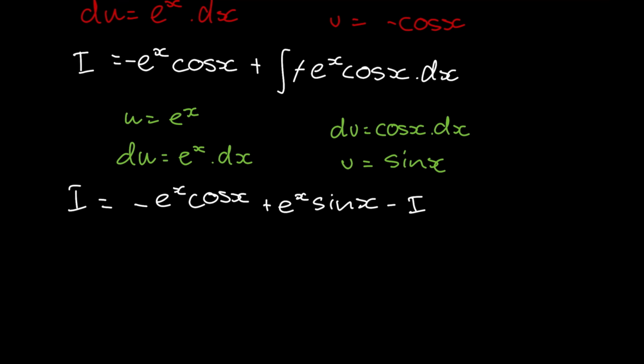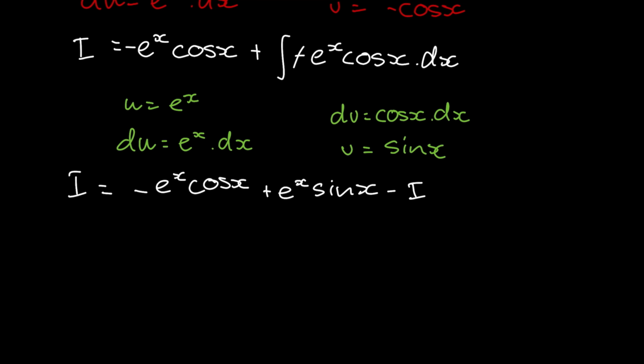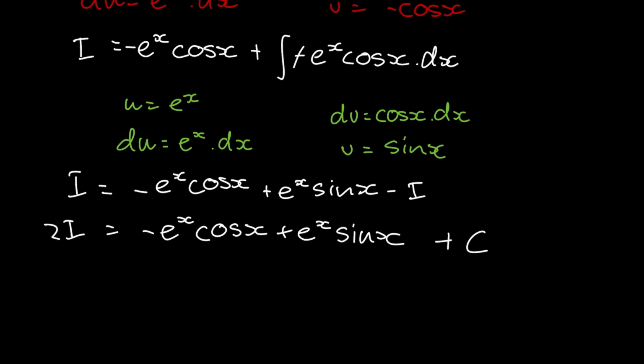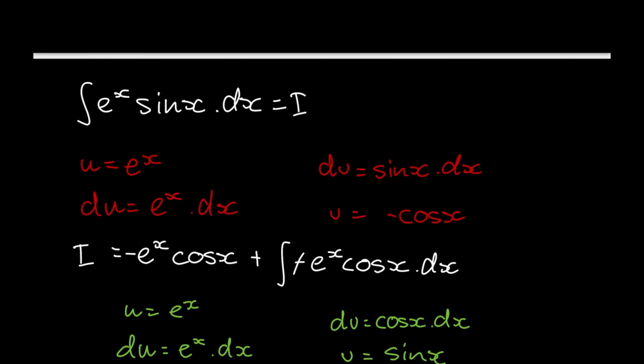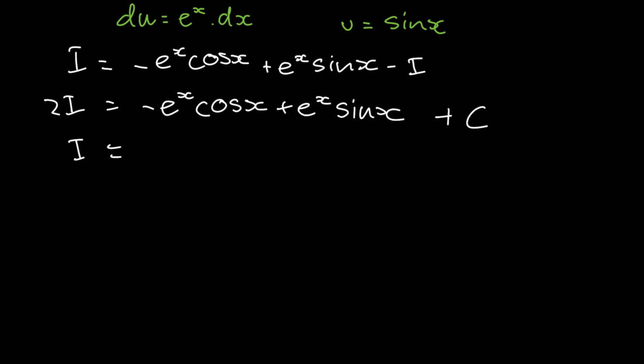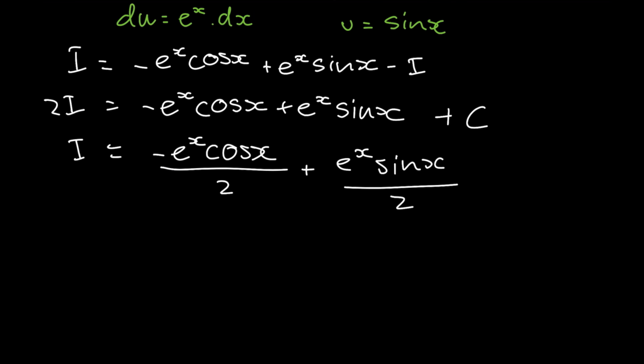And now what you'll notice, which is very clever, is if we take this I across, we're left with I plus I, which is 2I, equal to minus e to the x cosine of x plus e to the x sine of x. Don't forget your constant of integration. And now we just divide through by 2. So our original integral, e to the x sine of x dx, is equal to minus e to the x cosine of x over 2, plus e to the x sine of x over 2, plus c.